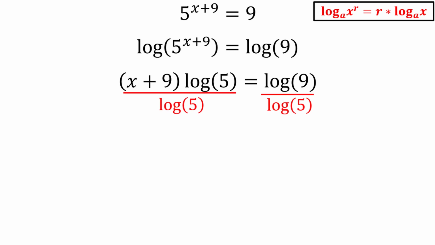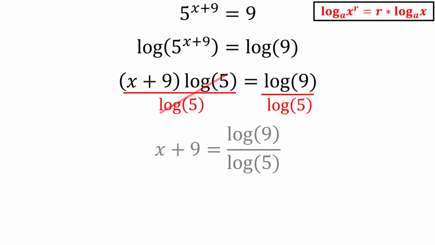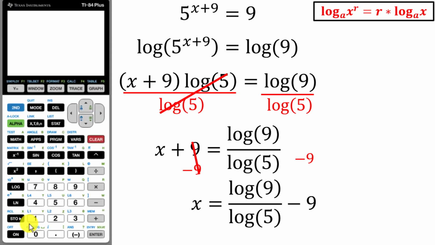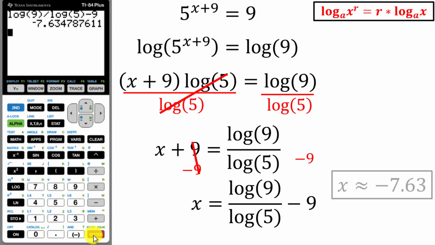We can divide both sides by log of 5 to get x plus 9 is equal to log of 9 divided by log of 5. Subtracting 9 from both sides, we get x is equal to log of 9 over log of 5 minus 9, which is an exact form answer. But if we wanted to find a decimal approximation, we could go to the calculator. We type in log of 9 divided by log of 5, and then minus 9, which equals negative 7.63 if we round to 2 decimal places.